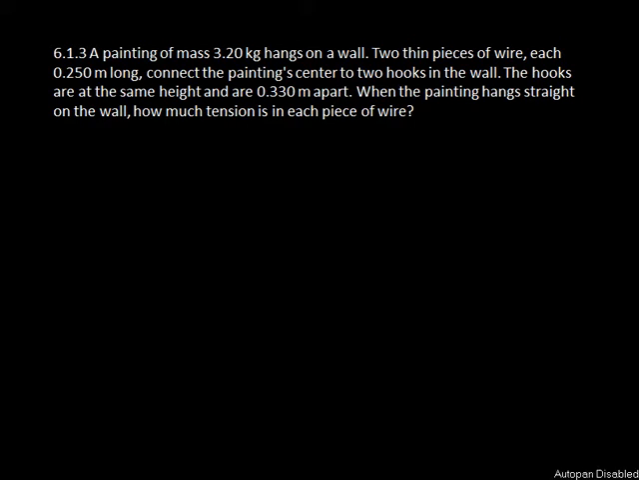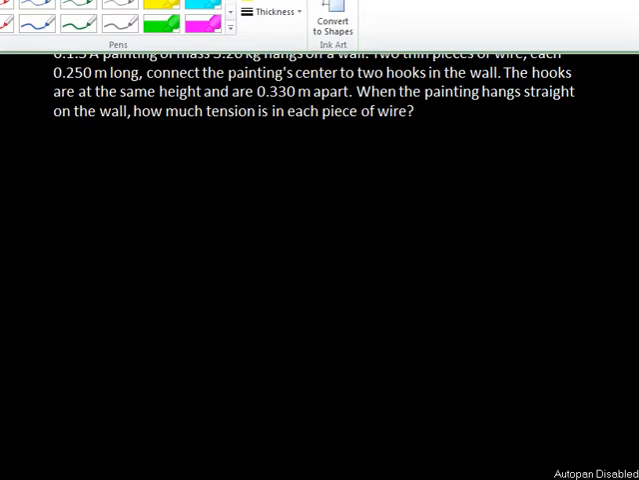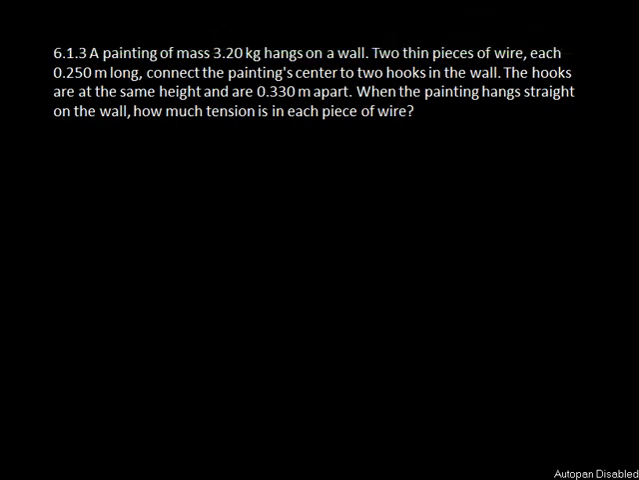So, problem 6.1.3. Take a moment to read the question, and we'll get started. So we've got a painting. They give us the mass, and two thin pieces of wire, each of a certain length, connect the painting center to two hooks in the wall. The hooks are at the same height and are 0.330 meters apart. When the painting hangs straight on the wall, how much tension is in each piece of wire?